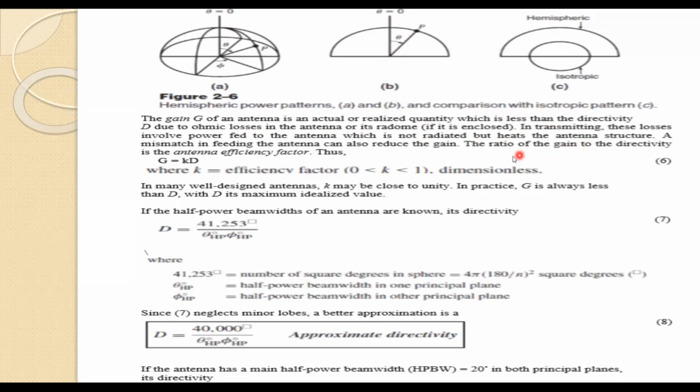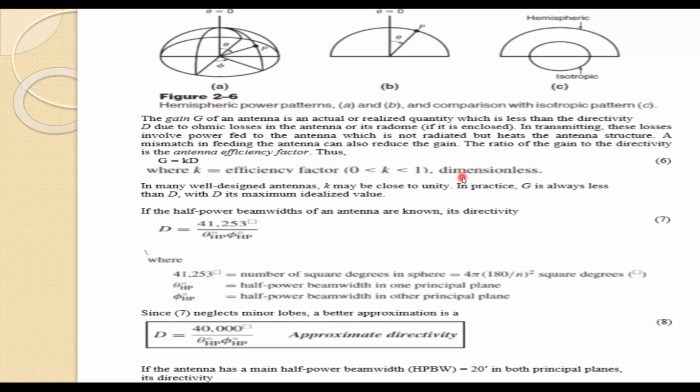So the ratio of the gain to directivity is called the antenna efficiency factor. Very popular equation, note down: G equals gain equals antenna efficiency factor multiplied by directivity. This small k, the antenna efficiency factor, always lies between 0 and 1. Very good. So G equals K into D.